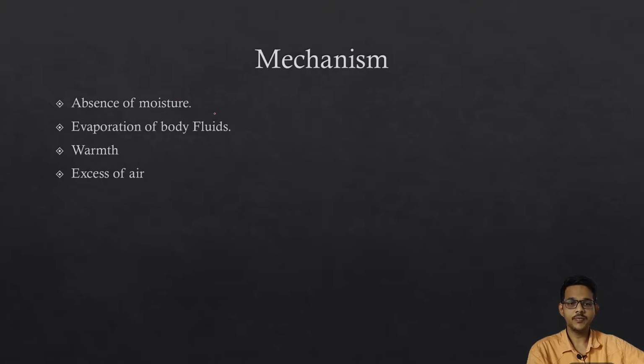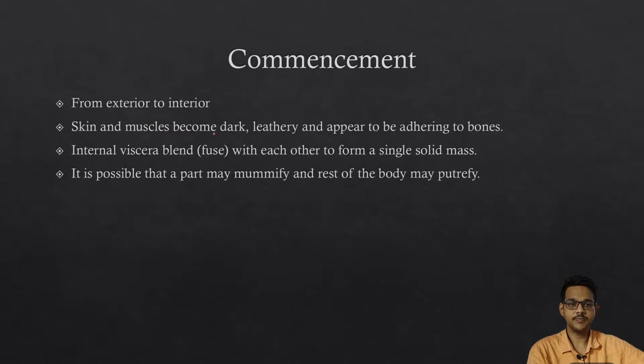Mechanism of mummification. It may be because of absence of moisture in the air, evaporation of body fluids, warmth in the atmosphere, or excess of air movement in the environment. These are a few mechanisms by which mummification occurs. Commencement: it starts from the exterior to the interior. So from the outer skin, it goes to the internal viscera. First the external skin surface starts drying up, later on the internal viscera start drying up and desiccating.